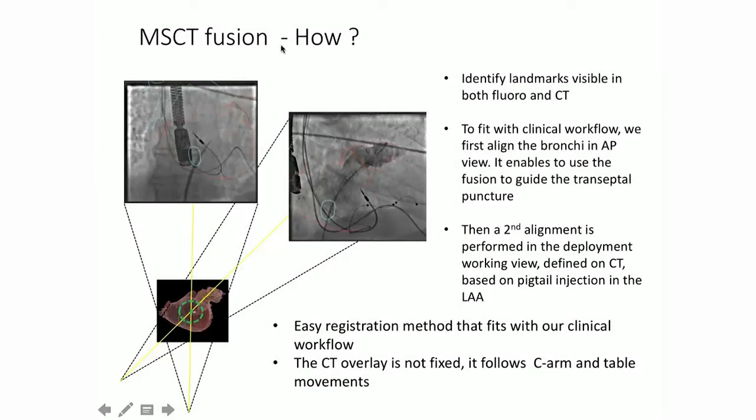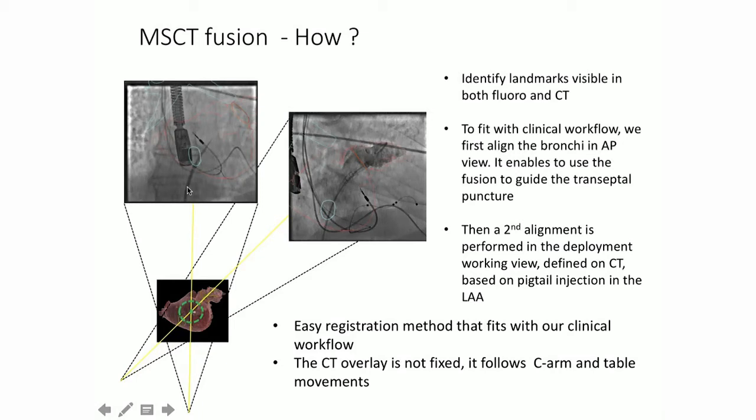So how this is performed, the first thing we need to understand is that to correctly orient and overlay our three-dimensional structures, we need to register them in two different views. This will allow the structures to be perfectly oriented in all three dimensions.